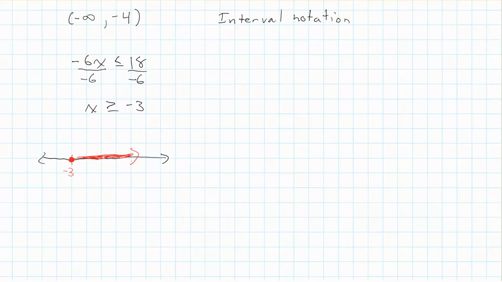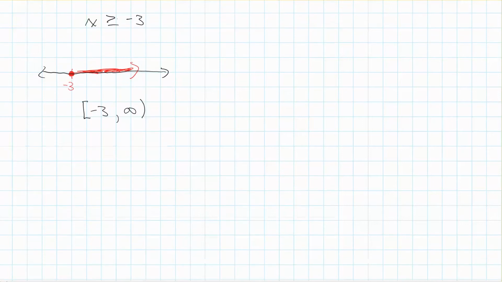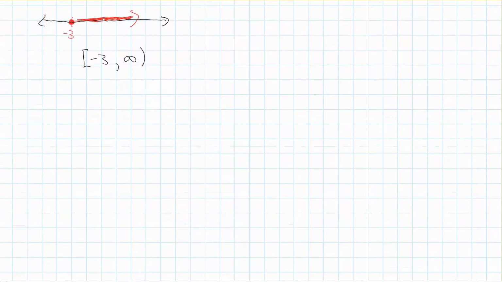One more we could look at here is the interval notation. The interval notation would of course be a square bracket because we get to include that point negative 3, and we go up to infinity, which would have a parenthesis. Okay, a couple more examples here and then we'll wrap this video up.